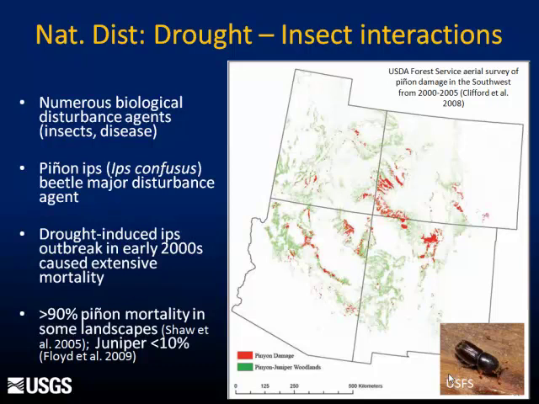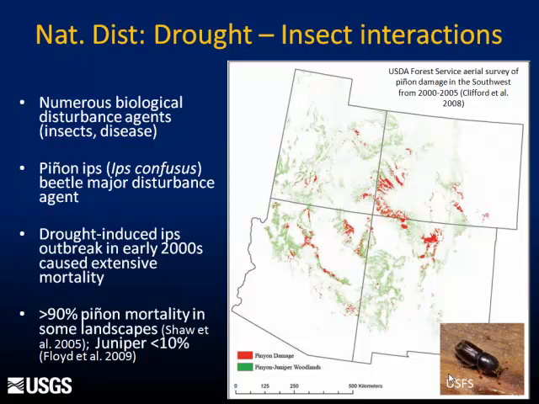In addition to drought, insects and other pathogens and diseases play a big role in PJ disturbance ecology. Although there are numerous biological mortality agents, needle scale, black stain root disease, and so on. Piñon ips beetles, a bark beetle that attacks piñons, have certainly played a major role in recent years throughout the Southwest. You can see from this map here, hopefully you can read this, piñon damage is indicated in red and the full range of Piñon-Juniper woodlands in green. This map was made in 2005, I believe, right after the end of this epidemic. 2002 to 2004 was the time period of the outbreak.